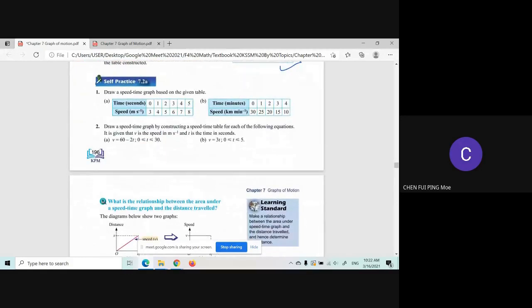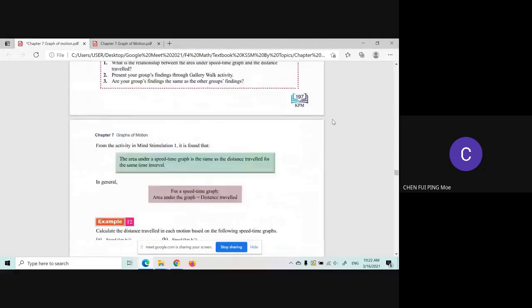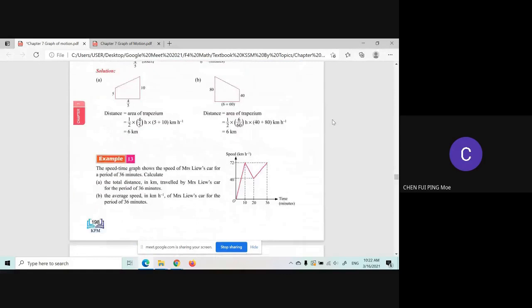So homework for you today, 7.2a. You draw number 1a and number 2a. So far, okay? 1a and 2a.